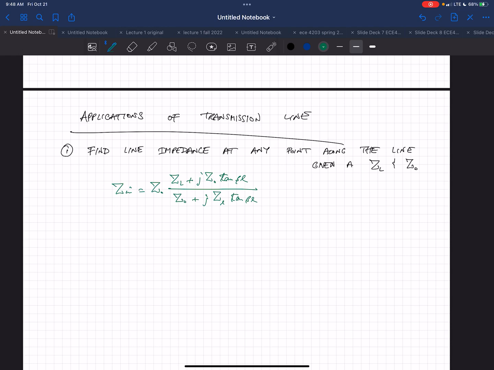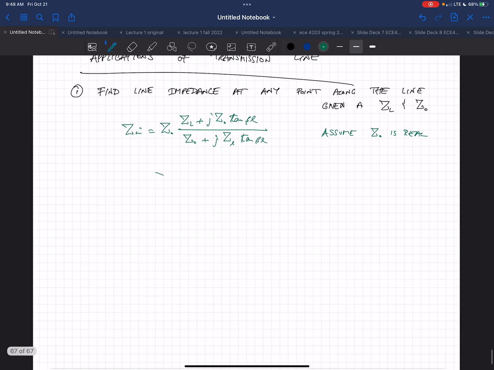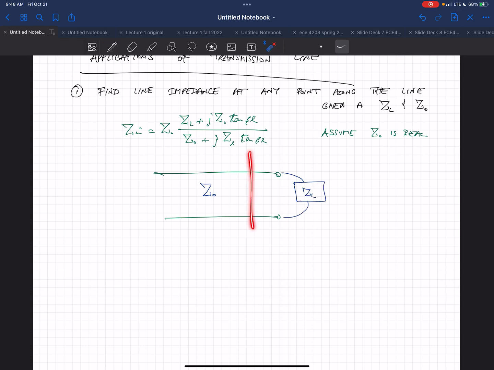Now, by the way, for all this I'm going to assume that Z sub 0 is real, meaning that it's a lossless transmission line. The visual for this problem is a transmission line with impedance Z0 and a load Z sub L. Then I'm going to look at different points along this line and at each point figure out what the input impedance is.